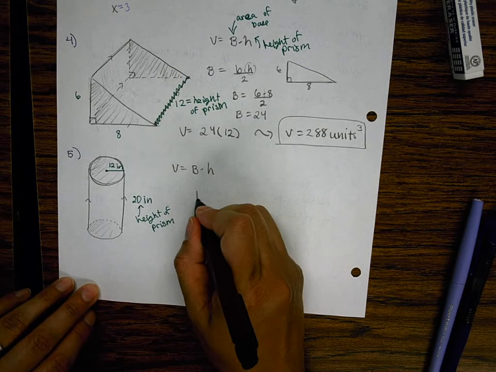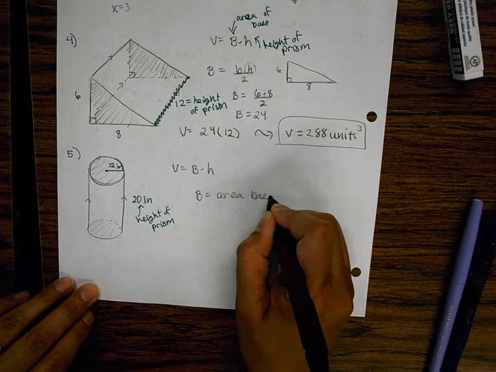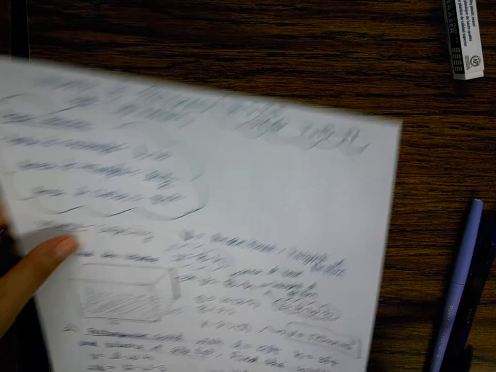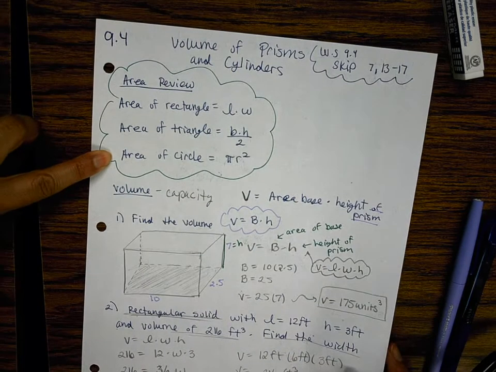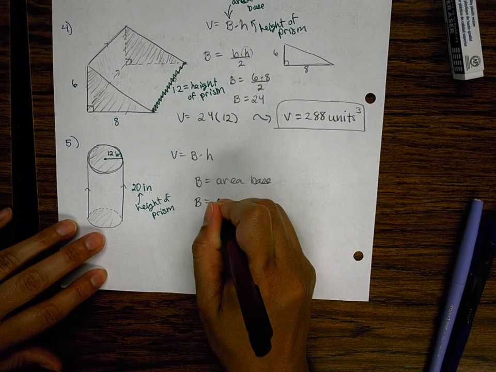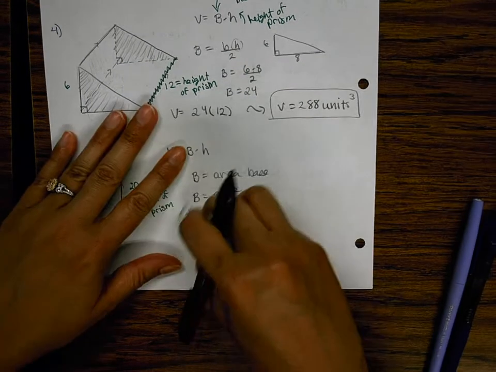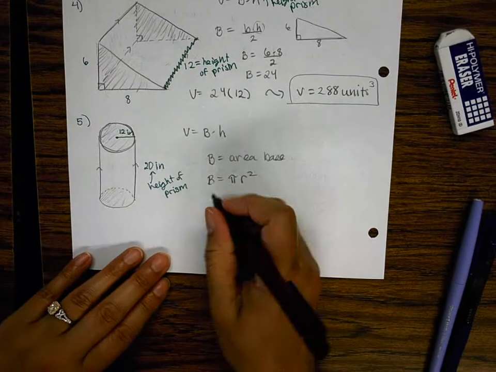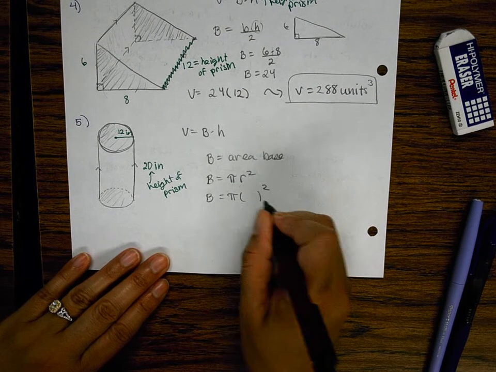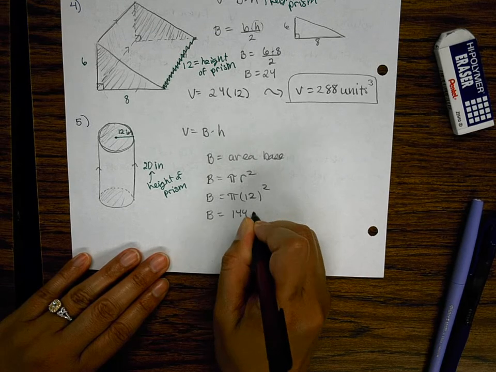Since it's a circle, I'm going to put big B equals area of the base. Since it is a circle, we have to remember what the formula is for the area of a circle. Here it is here, pi r squared. Area of the base is pi radius squared, and radius is 12. So the area of the base is 144 pi.